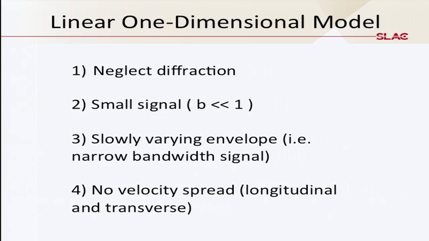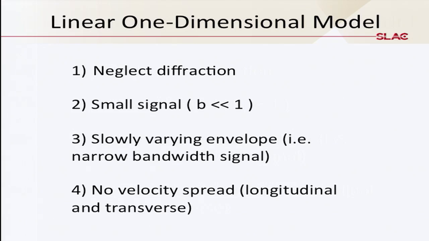So what I've explained so far is essentially the linear one-dimensional model of FELs, where we have neglected diffraction, we have assumed a small signal. What we talked about so far only applies to the small signal case, where your bunching factor is significantly smaller than one. And we have assumed a narrow bandwidth signal, so the slowly varying envelope. Also, this is a simplified model. We assume the beam has zero temperature. You start with a beam where all the electrons have the same energy, they have zero transverse velocity, and everything is nice and ideal.